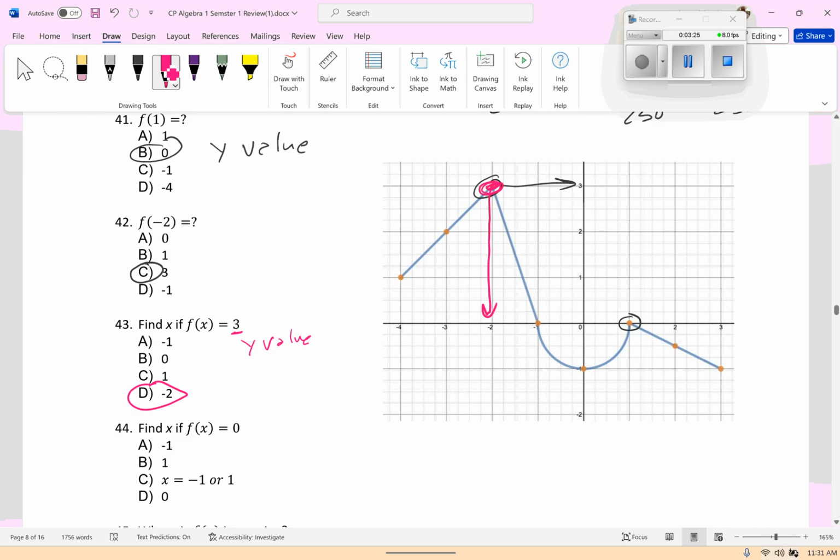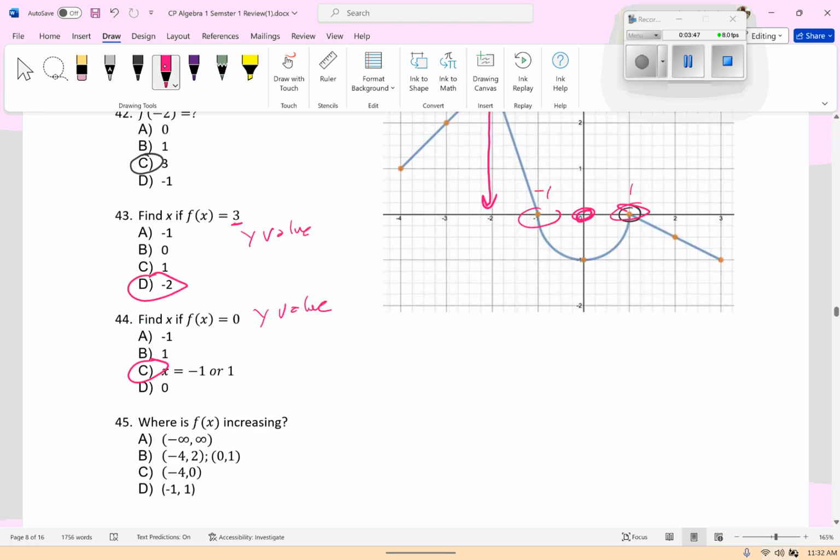And then find the value of x if f at x is equal to 0. So f at x is 0. This means our y value has to be 0. So it's not that one. It's this one or this one. So that's -1 and +1. So the only one that would work is that one. Those have the same y value being 0.